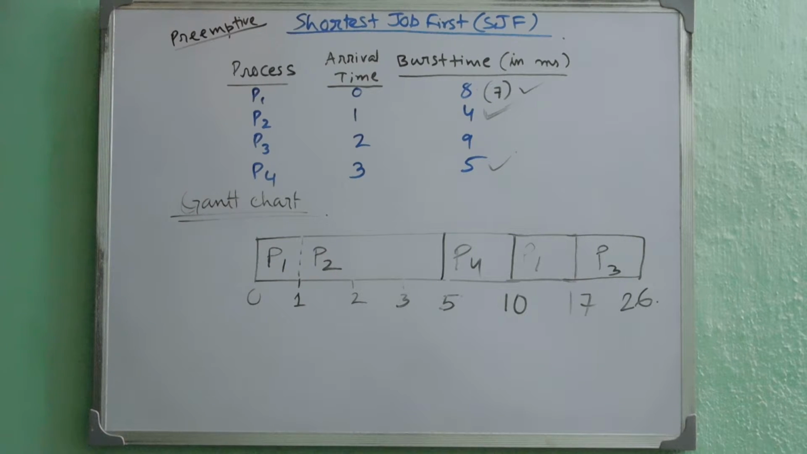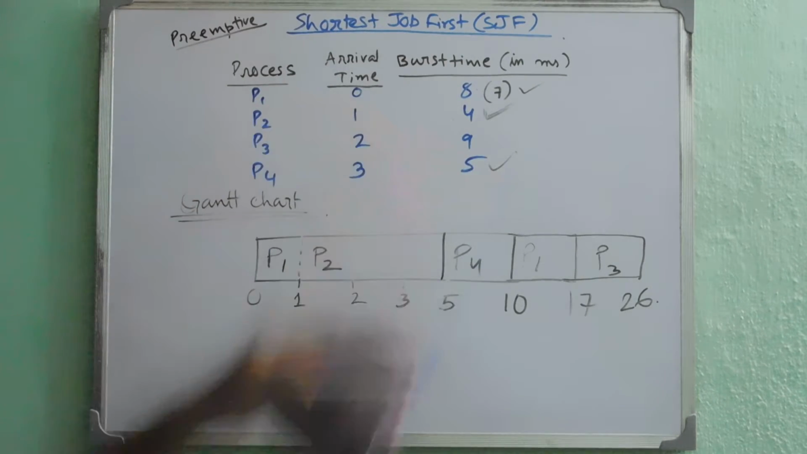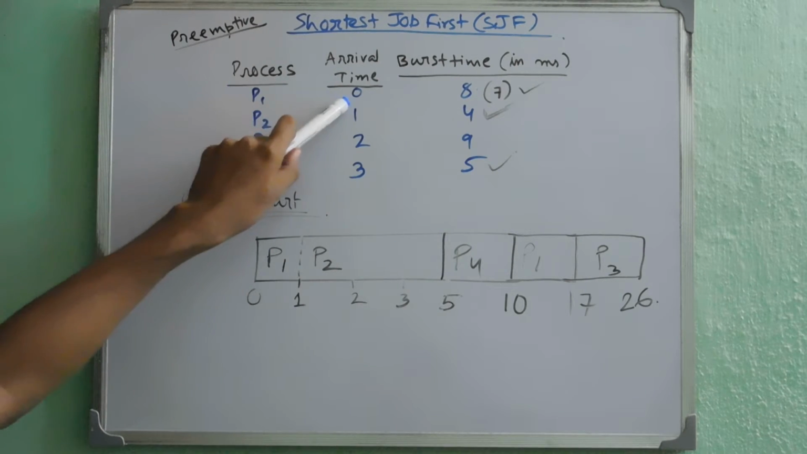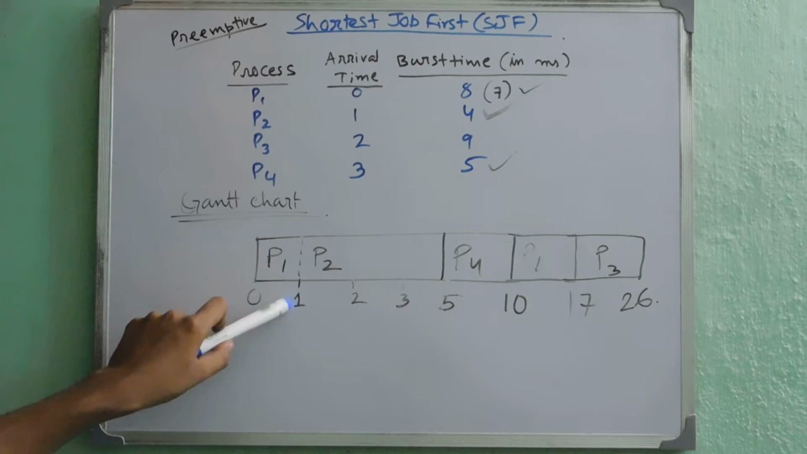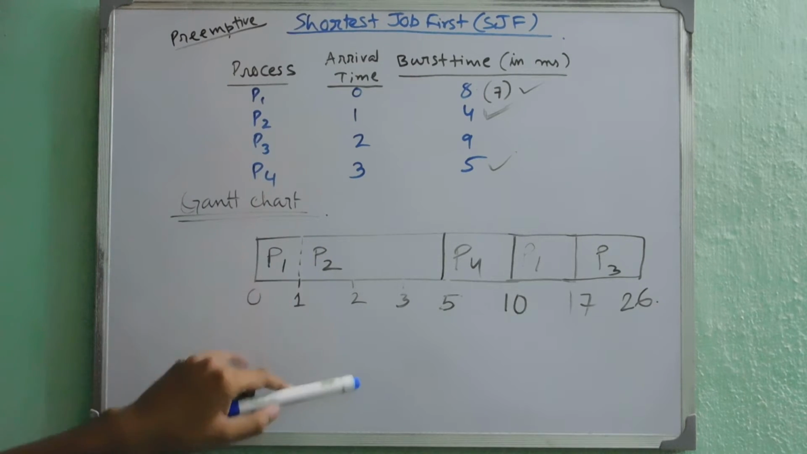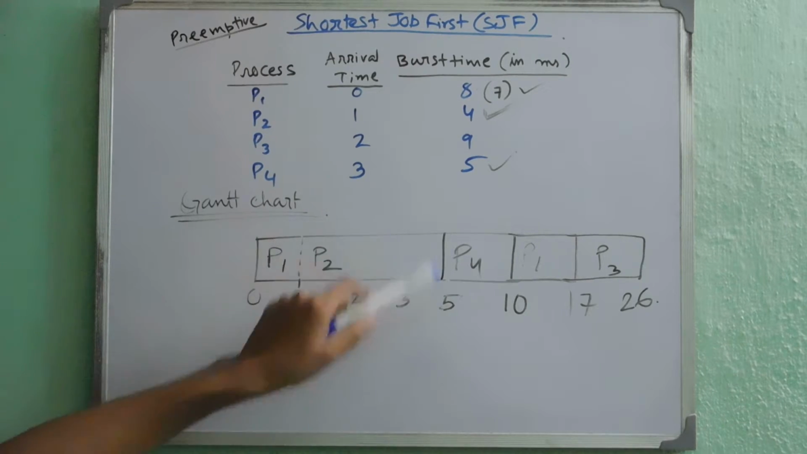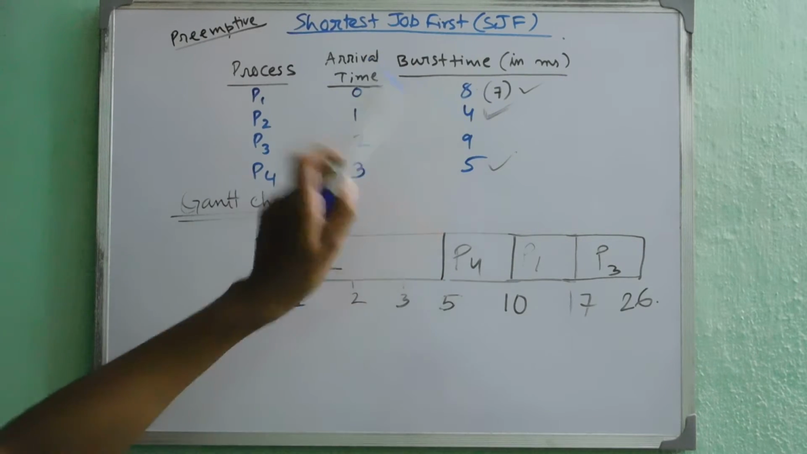Okay, so let me explain it again. First of all, at 0 P1 is coming. So I am giving the CPU to P1. At 1 P2 is coming, and at that point we still have 7 milliseconds of P1 left.